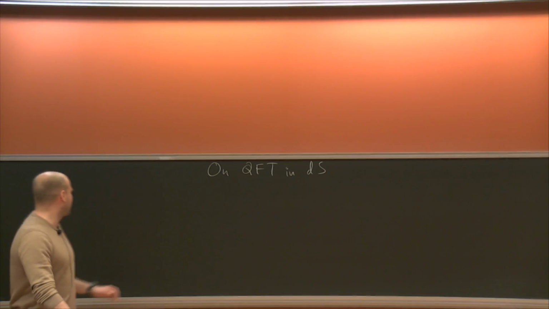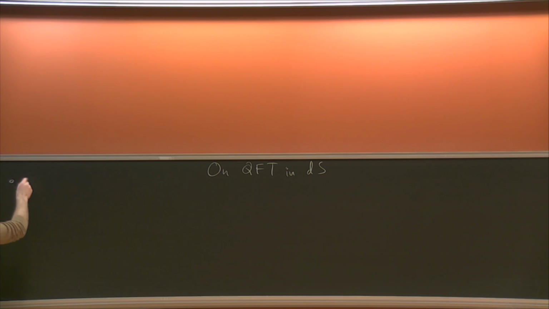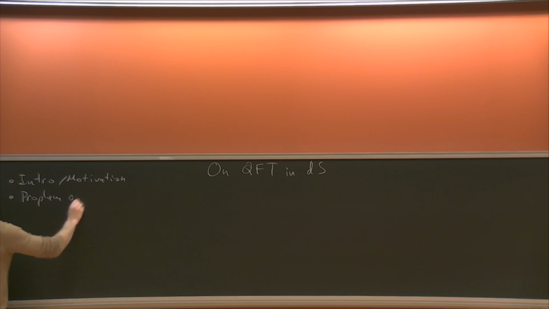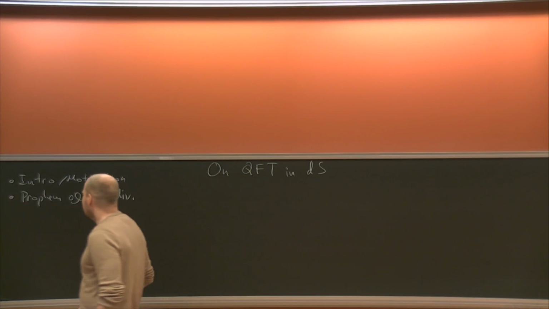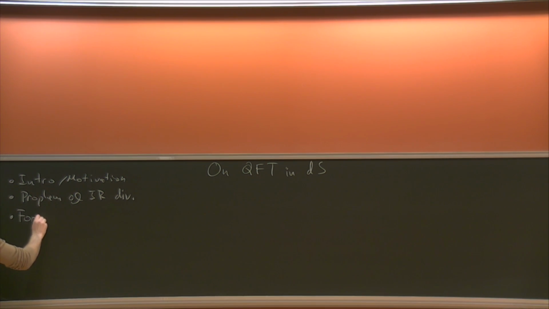So I'm going to talk about quantum field theory in de Sitter space. I will start with a short introduction and motivation. Then I will review what the focus of this talk is, this problem of infrared divergences that are generically present in perturbation theory. And then I will explain the formalism that resolves these infrared divergences, but in general it's a new way of treating quantum field theories in de Sitter space. And then if there is some time, I will talk about some generalizations of the formalism and maybe some applications.